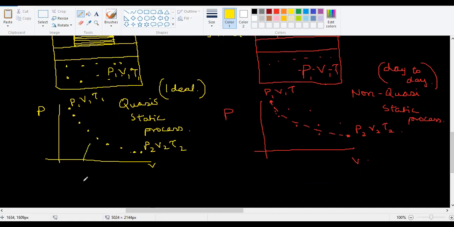So let me say this one more time. These points here are real points. Actually, the pressure was here, the volume was here. But these points are not real points. We are just assuming that. Only this and this are real. So only the initial and final are known.